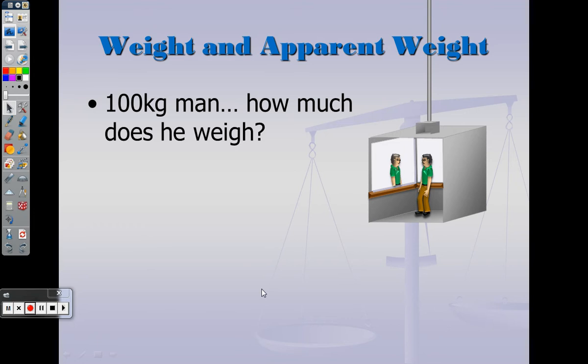Okay, next let's talk about weight and apparent weight. Now, what did we say weight was? Right, the force of gravity. How much gravity affects a mass. Right, so we have a guy standing in an elevator. Isn't that awesome elevator music? So first of all, we need to determine how much he weighs. So he has a mass of 100 kilograms.